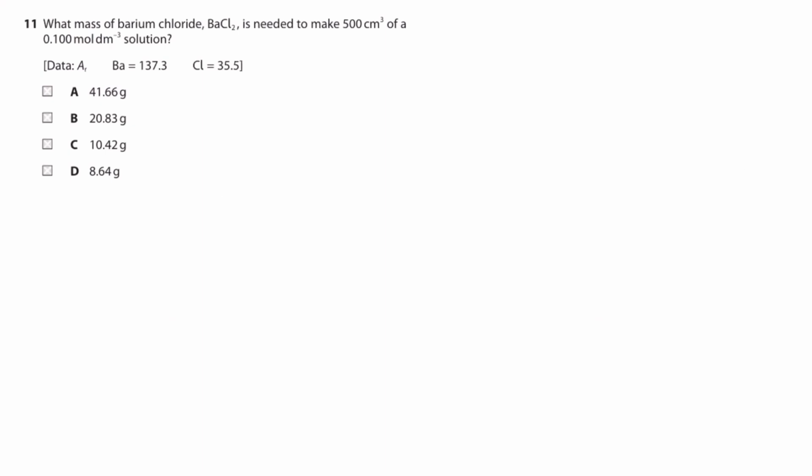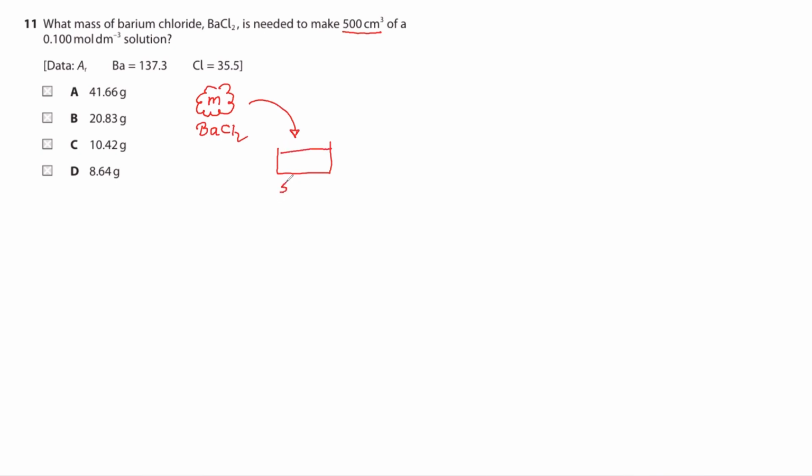It asks, what mass of barium chloride is needed to make 500 cubic centimeters of a 0.1 mole per cubic decimeter solution? So they are asking the mass. We don't have any idea about the mass, so we just say the mass we took is M. So I took M mass of barium chloride. Right. So I'm going to dissolve this barium chloride in 500 cubic centimeters of water, because they are saying that the volume is 500 cubic centimeters.